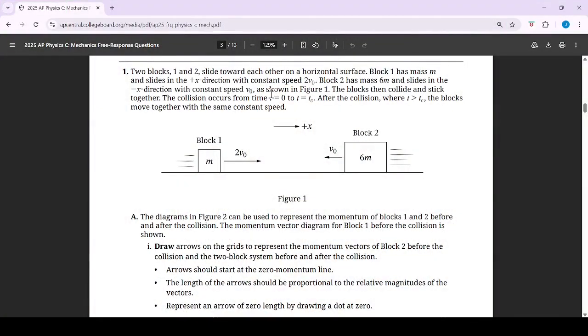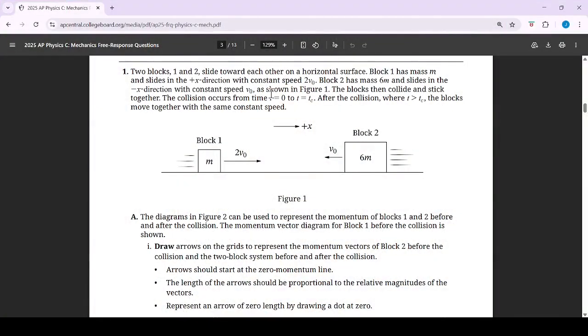Today we're going to look at an AP Physics C problem from the 2025 exam. We're going to look at the first problem, which is based on Newtonian physics, and let's jump right into it. So here is the problem.